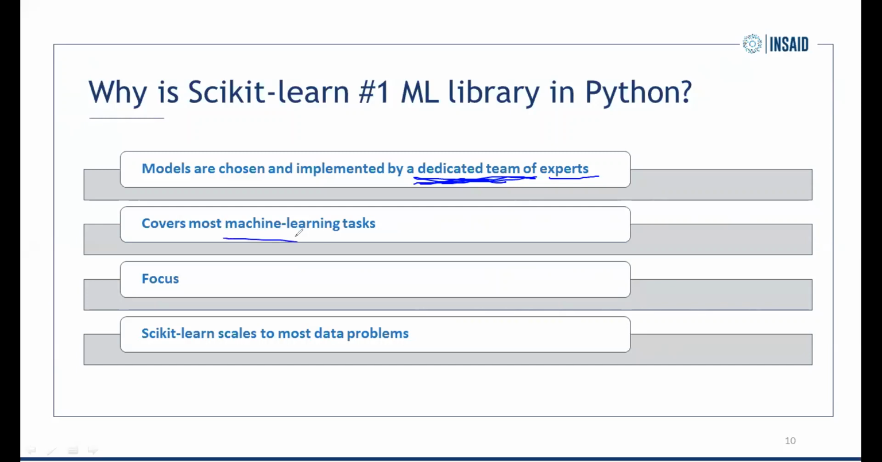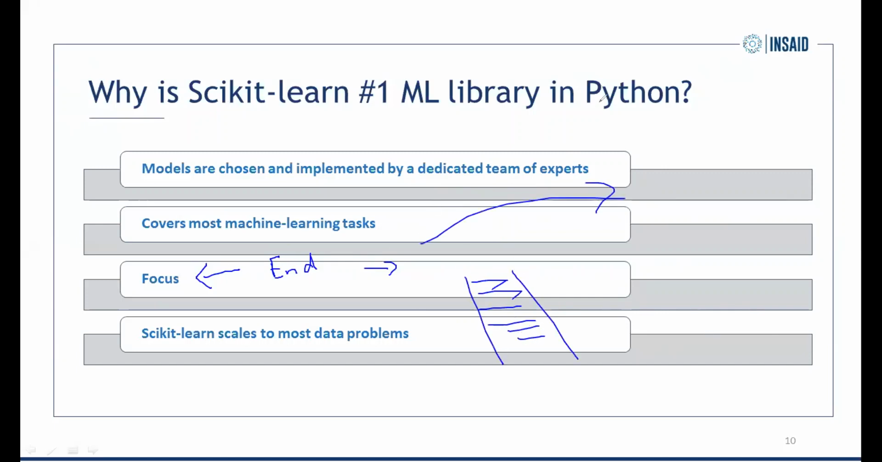Second, it covers most of the machine learning tasks. Whatever tasks usually underlie the machine learning life cycle, most of these tasks you can automatically handle by using Scikit-learn. A lot of these tasks become very simple if you use Scikit-learn. It focuses on the end goal. The end goal is what? Your business problem. So your business needs a solution. The focus of Scikit-learn is on the solution, and not on the actual algorithm implementation. It tries to look at the end goal. What is my end goal? How can I achieve it quickly?